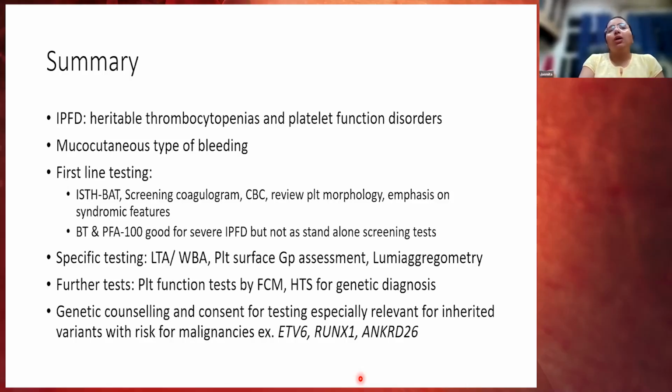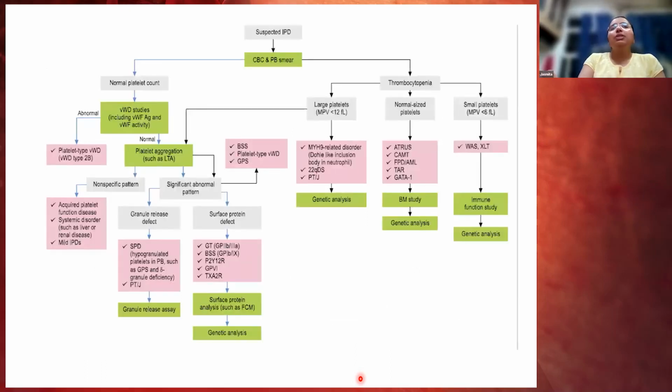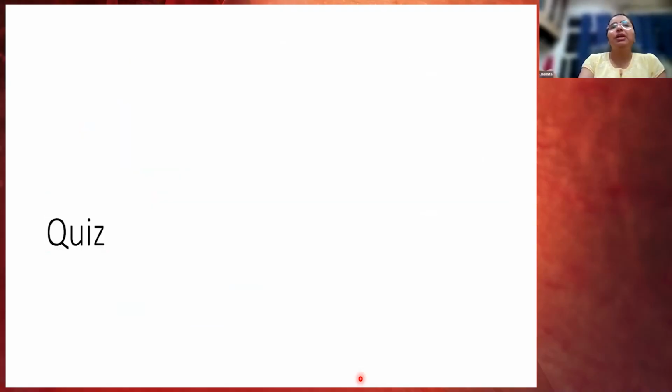And for variants, especially with ETV6, RUNX1, ANKRD26, which basically give the patient a risk for malignancy, the concept of genetic counseling and consent has to be specially looked at. Now, this is an algorithm which basically summarizes everything that I just said today. And with that, we come to the quiz.